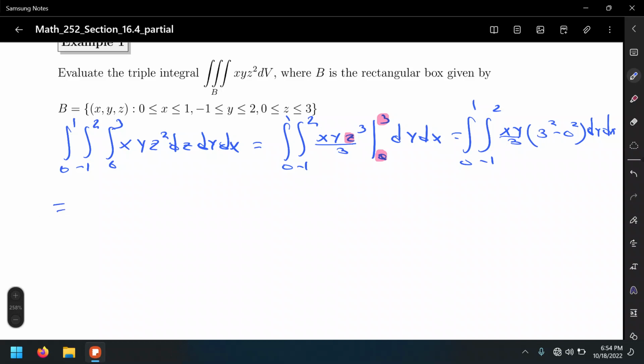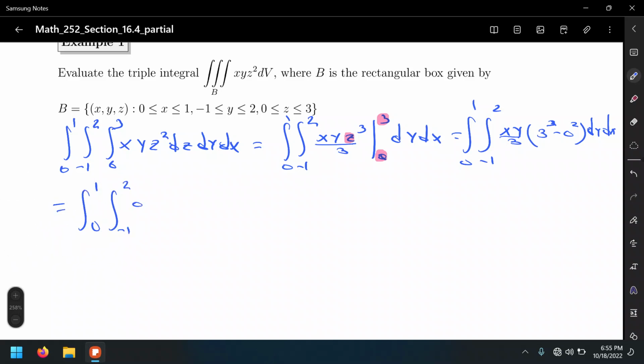All right, and what else do we have? Let's simplify this. That's 3 cubed, which is 27, over 3. I was looking at my notes. So that's 27 over 3. That's a 9. And integral from -1 to 2.